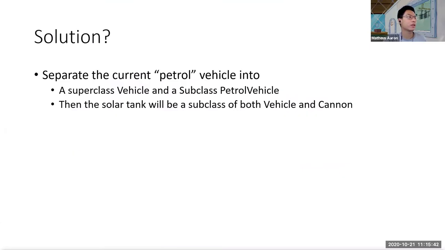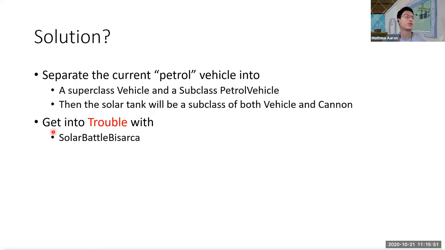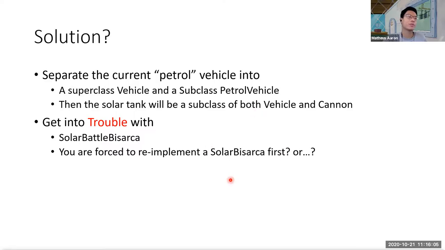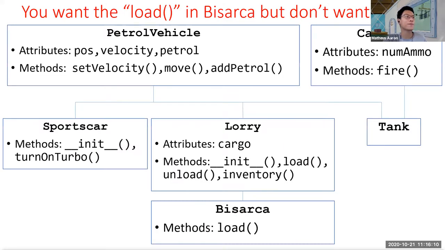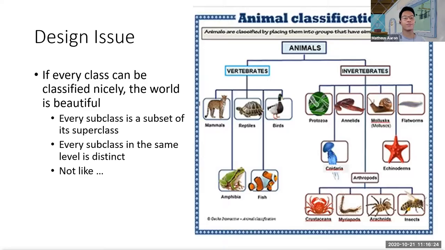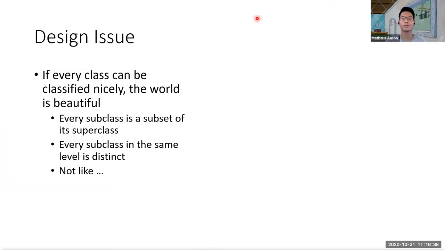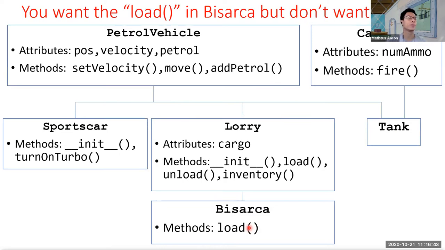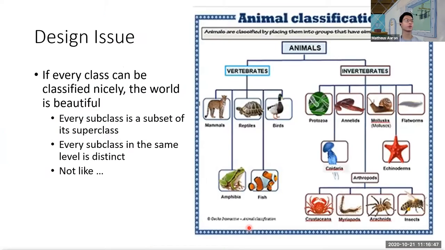But the solution is not perfect. What if we have a solar battle bizarre car? If we have a battle bizarre car that runs on solar, it means that we need to re-implement some parts first. Remember, you want to take the features of this, but you don't want the petrol, but bizarre already inherits from the petrol vehicle. So I guess part two of today's tutorial is less on coding, but more on discussing design issues. Yes, you can have two subclasses, petrol and solar. So that would be great. But this is the problem when you are designing, which might come up during a practical exam.